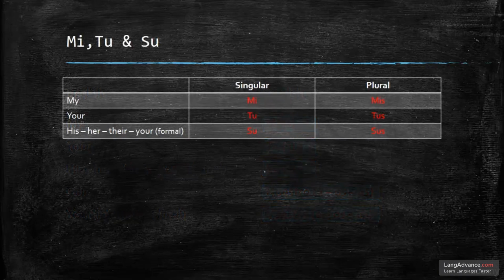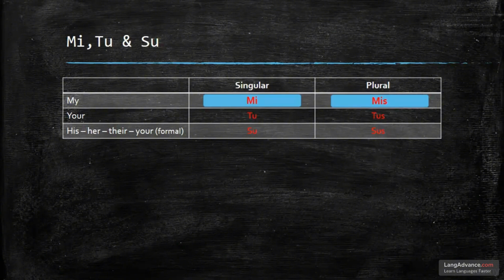Let's now look at forms of the possessive adjectives we just saw. Let's start with mi, tu, and su. Mi, tu, and su have just 2 forms, singular and plural. The forms do not vary depending on the gender. My translates to mi in singular form and mis in plural.